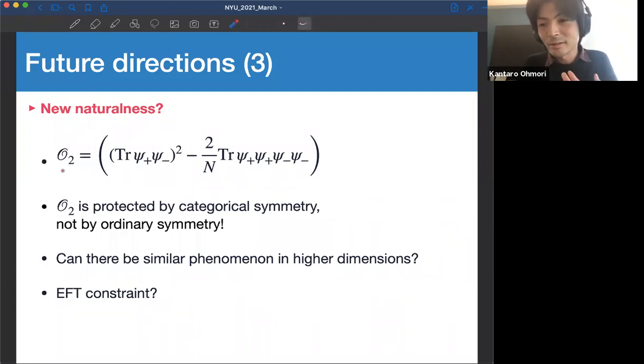In particular, you cannot find a non-zero Feynman diagram that generates this operator, and that's because there is a categorical symmetry that protects this operator. So if you don't have this operator in the Lagrangian at the starting point of the flow, then it won't be generated by the RG flow.